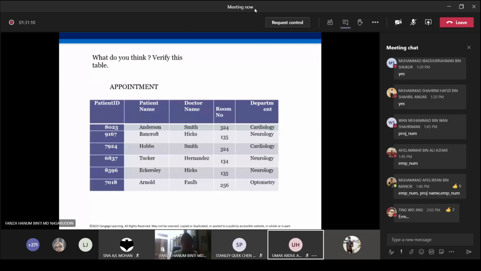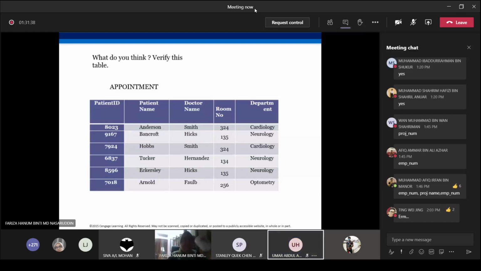Is it in second normal form? Is it in third normal form? Now you have to think about your partial dependency and transitive dependency. Before you can know what dependencies exist here, you need to determine the primary key of this table. So what is the primary key of this table? Patient ID. Just patient ID. Okay, all right.